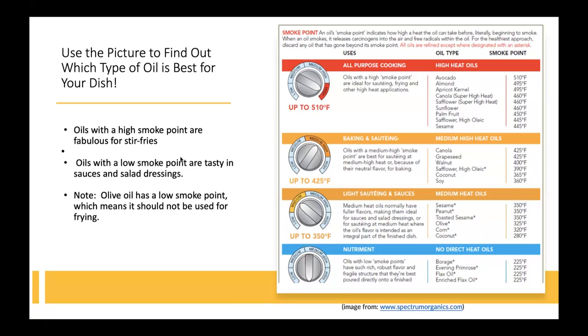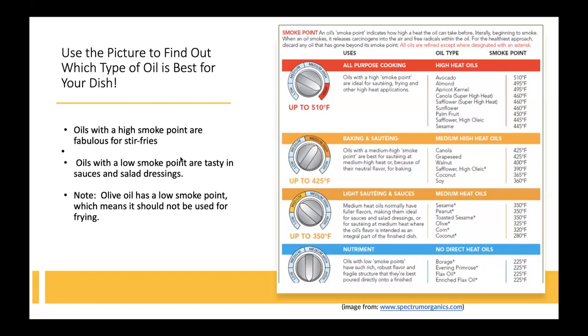So try to choose canola or rapeseed, safflower, sunflower oil, or corn oil for cooking at high temperature. Most of the oil sold as vegetable oil is rapeseed oil, which is good for cooking at high temperature. Check the label to make sure. Oils with a low smoke point are tasty in sauces and salad dressing. Note that olive oil and flax oil have a low smoke point, which means they should not be used for frying.